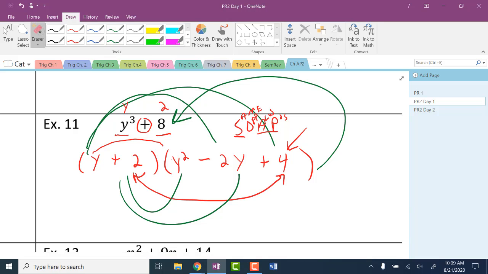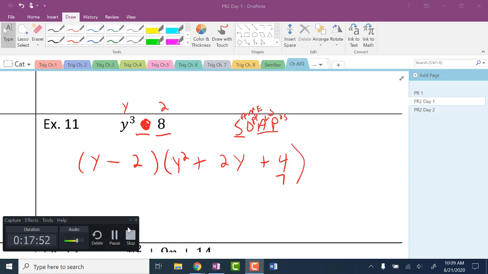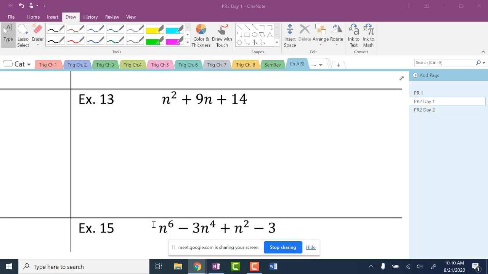So long story short, this is the pattern for a sum of two cubes. Guess what the pattern is if it was a difference of two cubes? If I change this to a minus sign, the only thing that changes is same. Ah, shucks. Opposite. All right. So I'm going to pause the video for a second, and like I said, I wanted to finish this off.